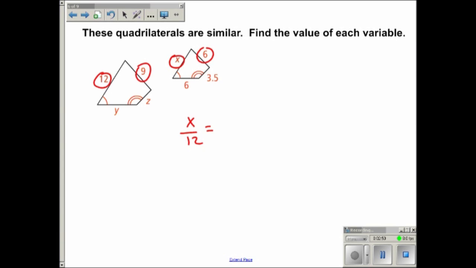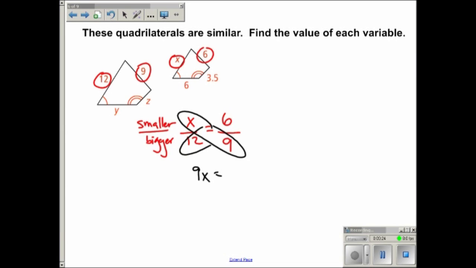Now, before I put 6 and 9 up there, let me think really quickly about the ratio that I just wrote, x over 12. I'm relating the smaller side to the bigger side. So it's important that I keep that consistent. So with 6 and 9, I will keep the 6 from the smaller polygon to 9, the larger polygon. And that gives me the ratio that I need to use. So I will simply solve this proportion. I will cross multiply. x times 9 is 9x. 6 times 12 is 72. Divide both sides by 9, and x is equal to 8.